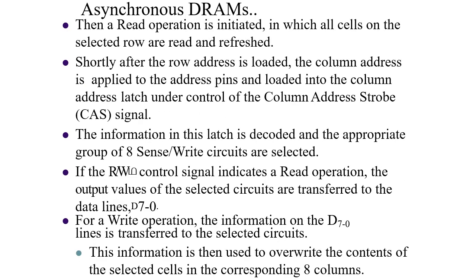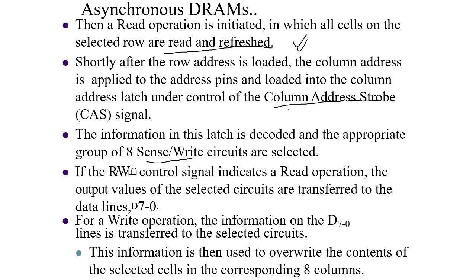The read operation is initiated in which all the cells on the selected row are read and refreshed. Only the selected row will be read and refreshed, based on the input given to the row decoder. Shortly after the row address is loaded, the column address is applied to the address pins and loaded into the column address latch by the column address strobe. After the row address is latched, the column address will be latched using the column address strobe signal. The information in this latch is decoded and an appropriate group of 8 sense or write circuits is selected.